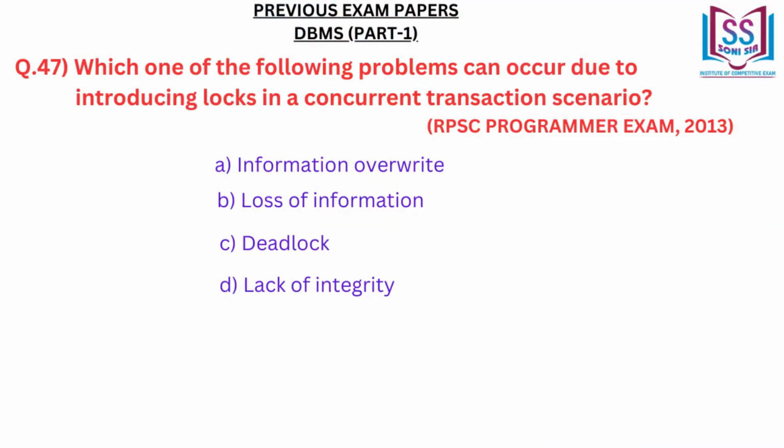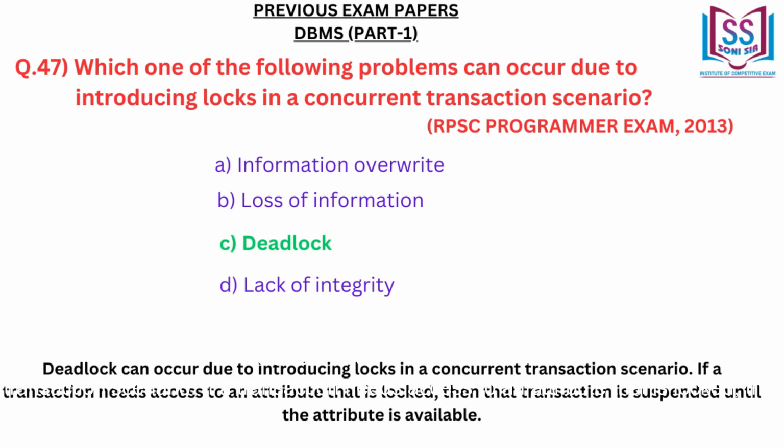Which one of the following problems can occur due to introducing locks in a concurrent transaction scenario? A. Information overwrite. B. Loss of information. C. Deadlock. D. Lack of integrity. Correct answer C. Deadlock. Deadlock can occur due to introducing locks in a concurrent transaction scenario. If a transaction needs access to an attribute that is locked, then that transaction is suspended until the attribute is available.